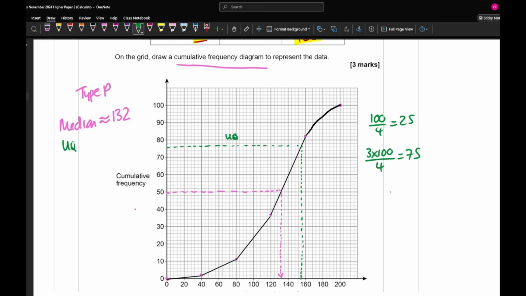So the upper quartile I make it to be around about 156, and the lower quartile, which is going to be at 25, which I make out to be around about 104. Now, as long as you're marking this on your curve and you're using your values, then that should be absolutely fine. So from this, what I then get is an interquartile range of 156 minus 104, which gives me an answer of 52. So an IQR of 52.